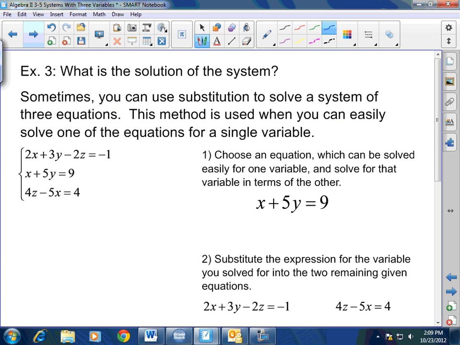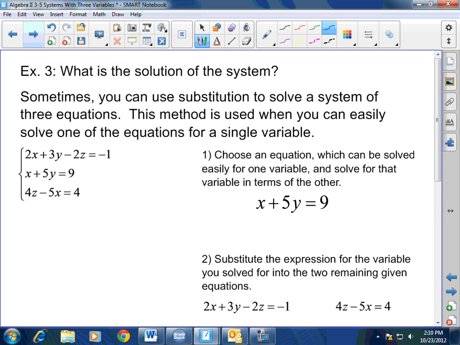Okay, now check it out. In this case, we get to use substitution. Sometimes you can use substitution to solve a system of 3 equations. This method is used when you can easily solve one of the equations for a single variable. You're not going to do this very often, guys. Please be paying attention, because I don't want to repeat this 3 times as well. You only do substitution when you can easily solve any of the given equations for one variable.